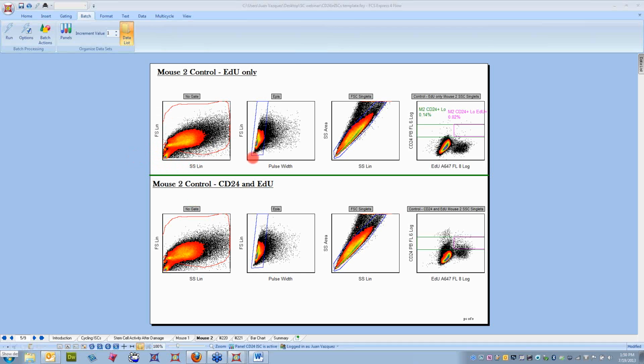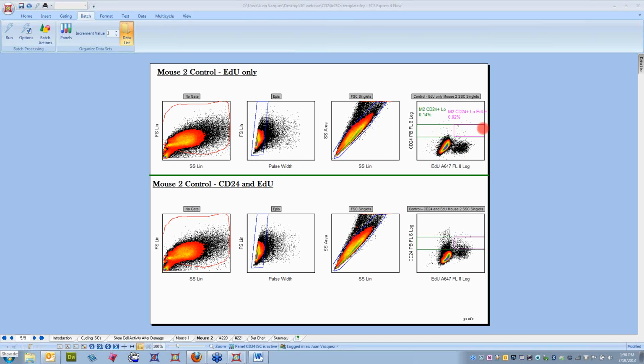We then select for singlets. We then do another singlet selection using side scatter area by side scatter linear. And we carry that forward onto a plot with CD24 on the y-axis and EDU on the x-axis. Here you can see the EDU positive cells pushing out along to the right-hand side of the x-axis. And we can set our CD24 low gate down on top of the negative. It's shown here in green.